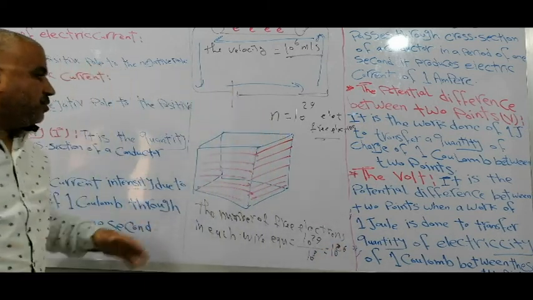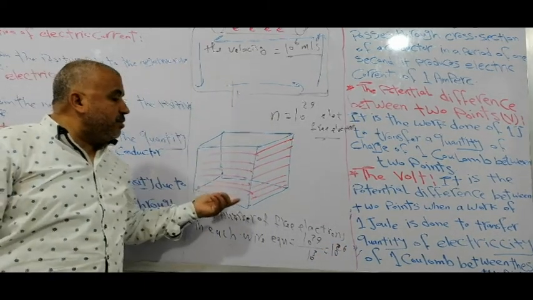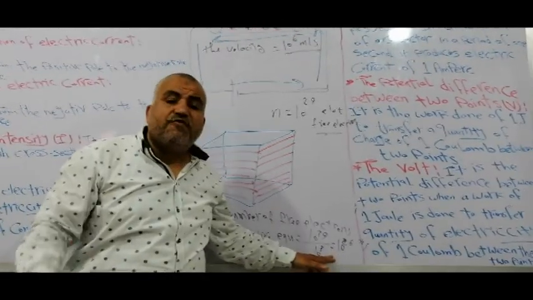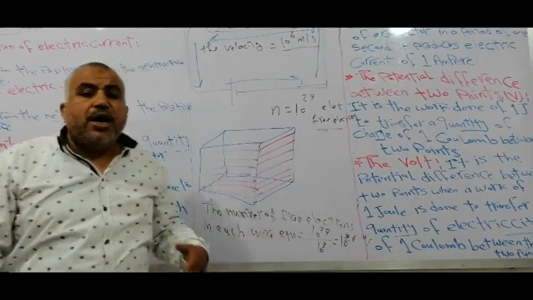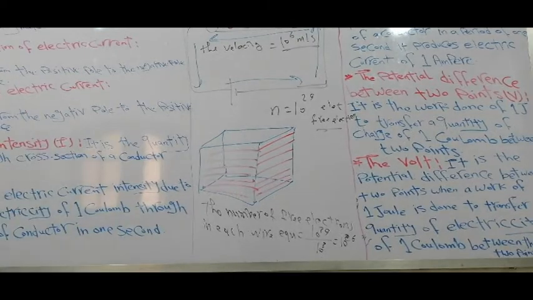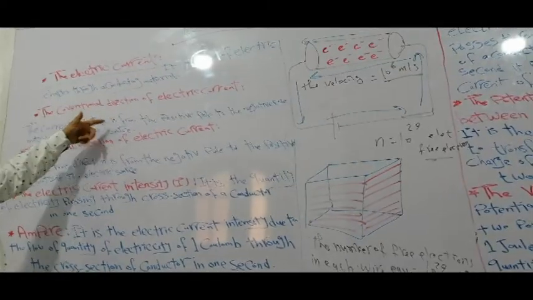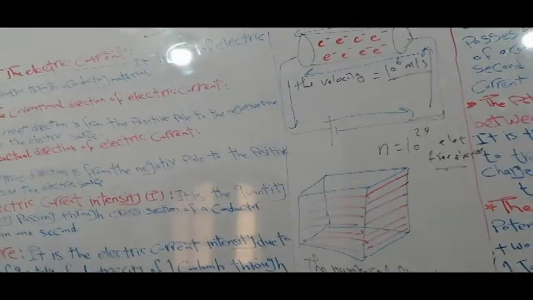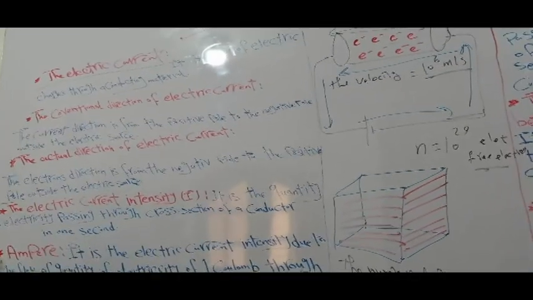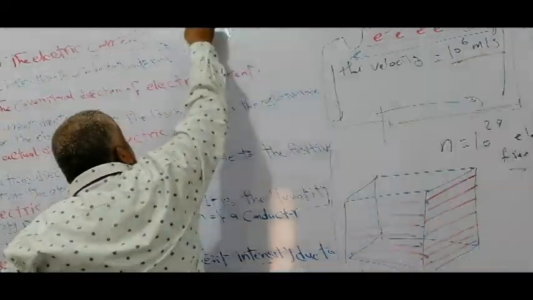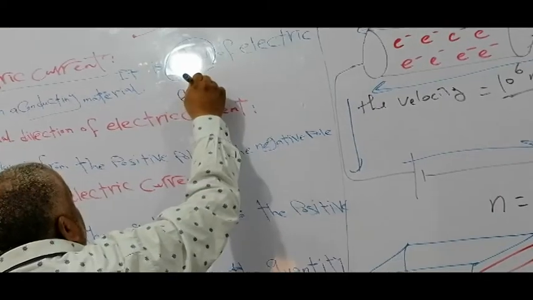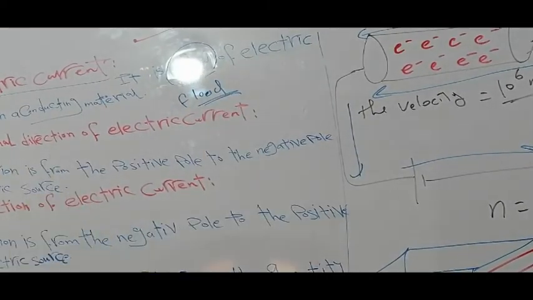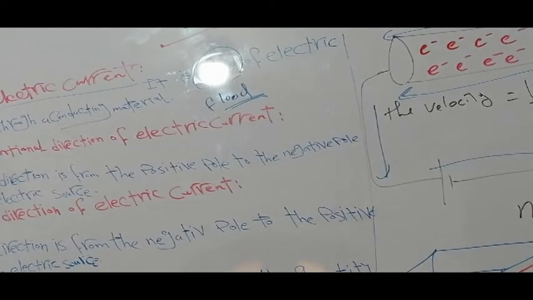Each wire of copper contains 100,000 billion electrons. Hence, the definition of electric current: it's a flow of electric charge through a conducting material, a flood of an enormous number of electrons.